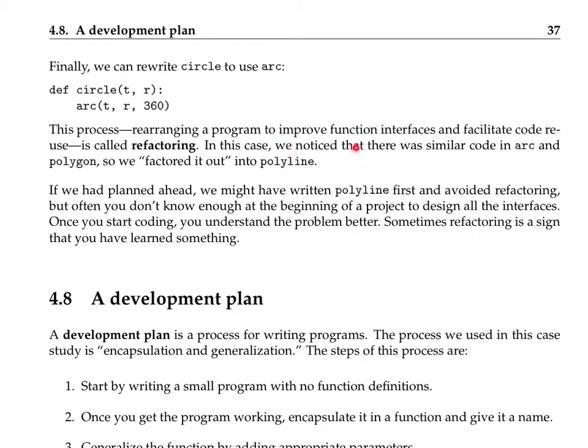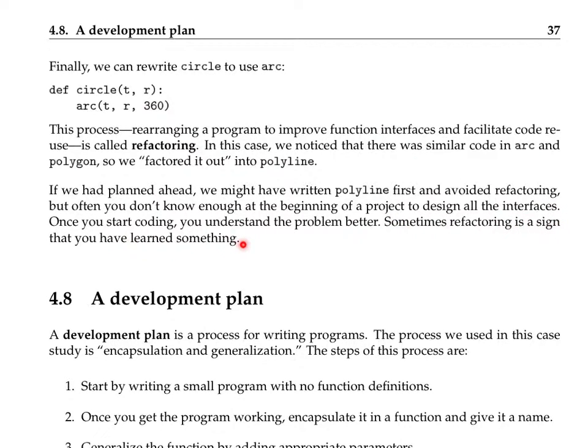In this case, we noticed that there was similar code in arc and polygon, so we factored it out into polyline. And he makes a really good point here. If we had planned ahead, we might have written polyline first and avoided refactoring. But often you don't know at the beginning of a project enough to design all the interfaces. Once you start coding, you understand the problem better. Sometimes refactoring is a sign that you've learned something.